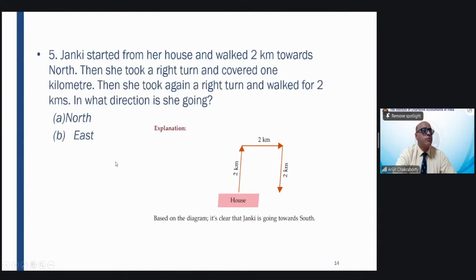Janki started walking from her house and walked 2 kilometers towards north. Okay, so Janki is moving 2 kilometers towards north. Then she takes a right turn, north and right turn.